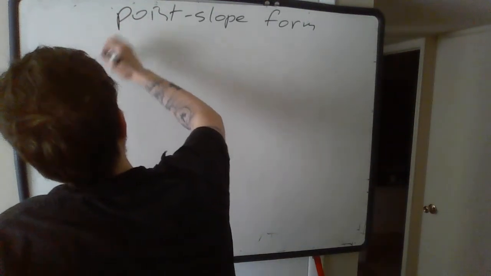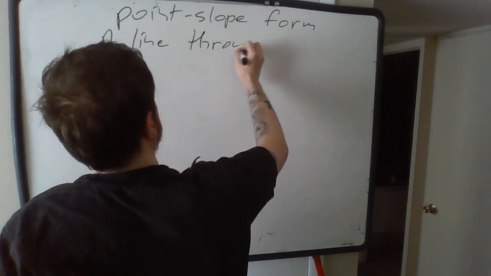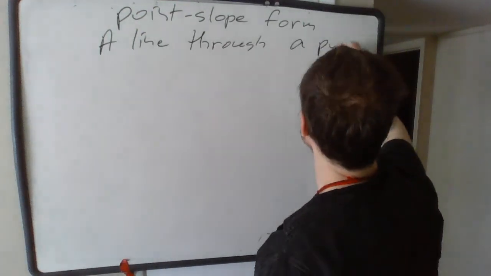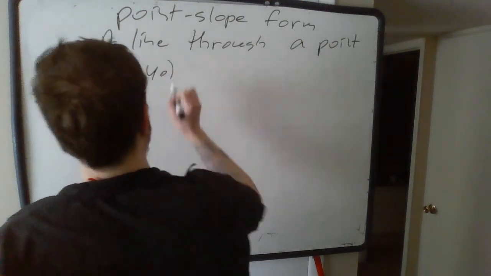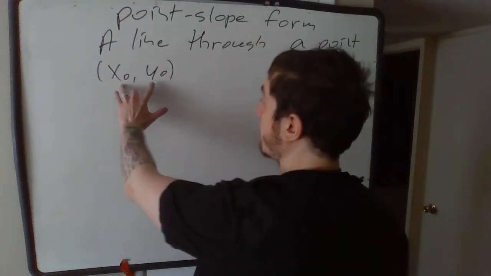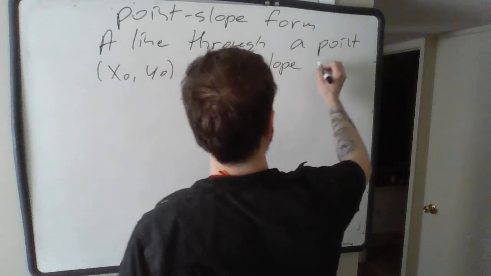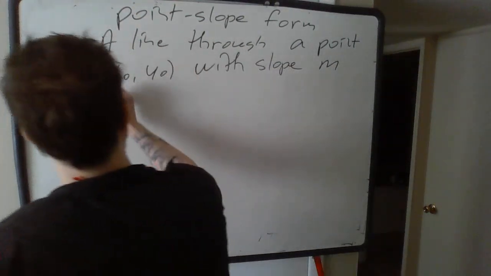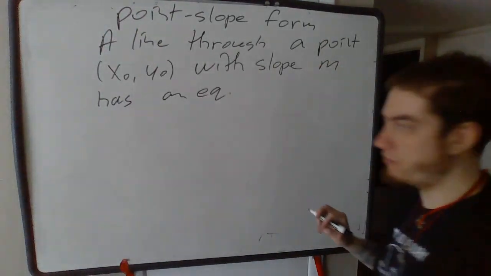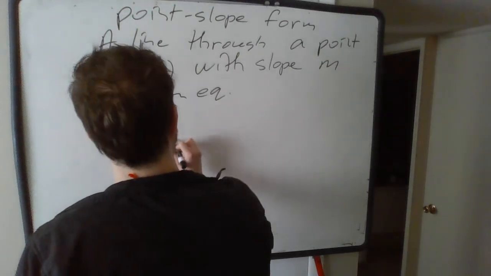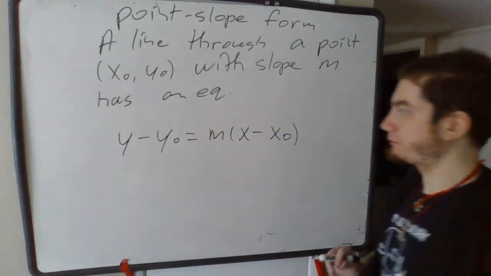So what we want to say is the following. A line through a point (x0, y0), where I'm using subscripts here to denote the point that we know it goes through, with slope m, has an equation of the following form: y minus y0 is equal to m times (x minus x0).